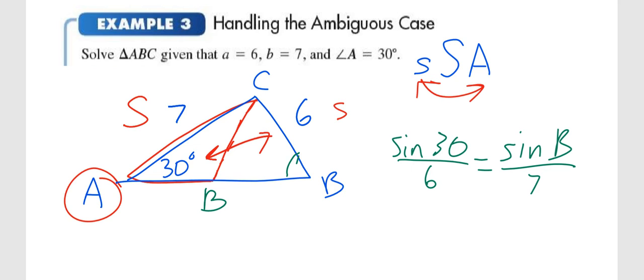So when you invert the sine in this question, your calculator will give you an acute angle. That doesn't mean that's the only possibility. That does mean that is one of the possibilities. So use your calculator right now and let's find the degree measure.